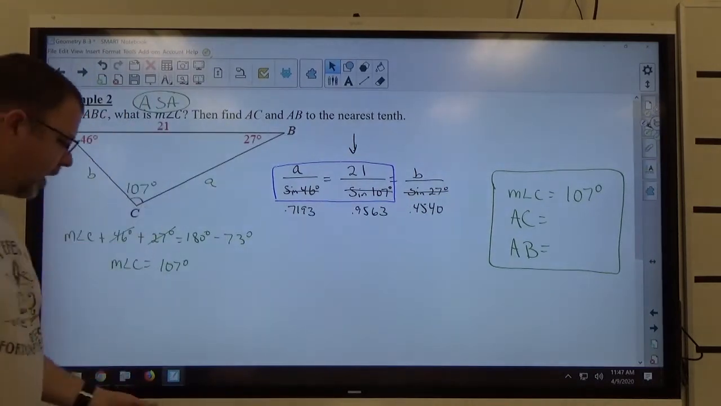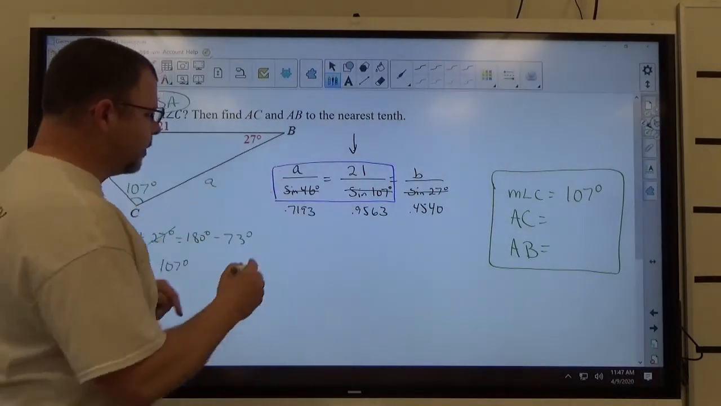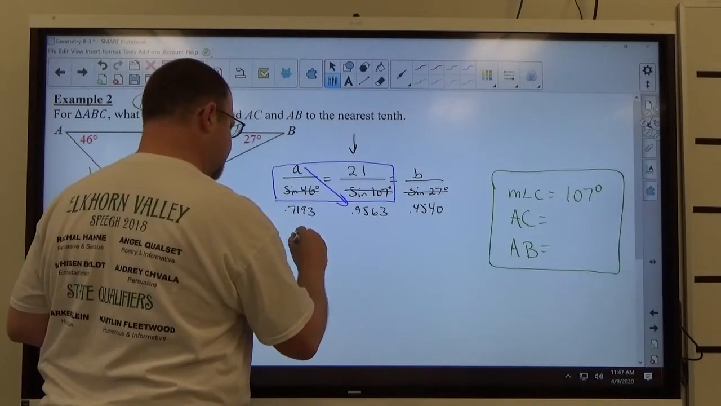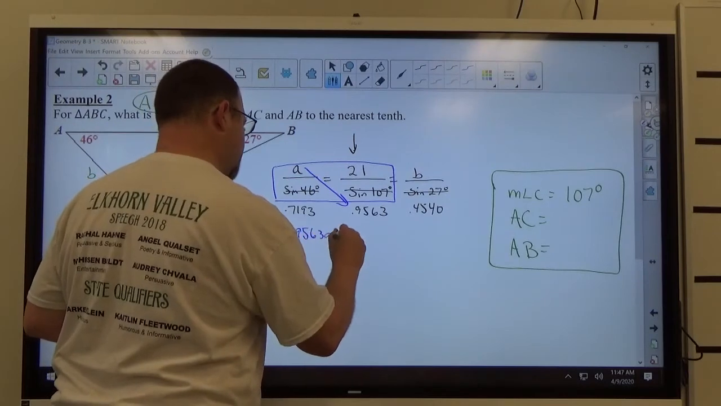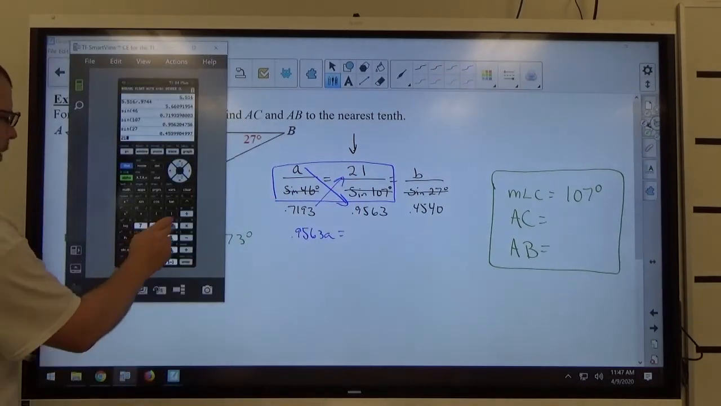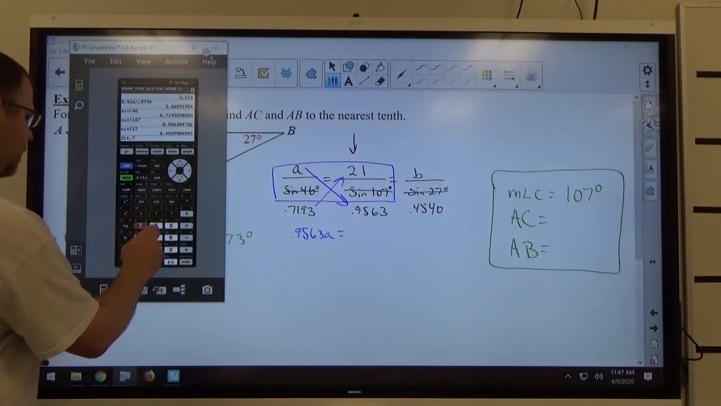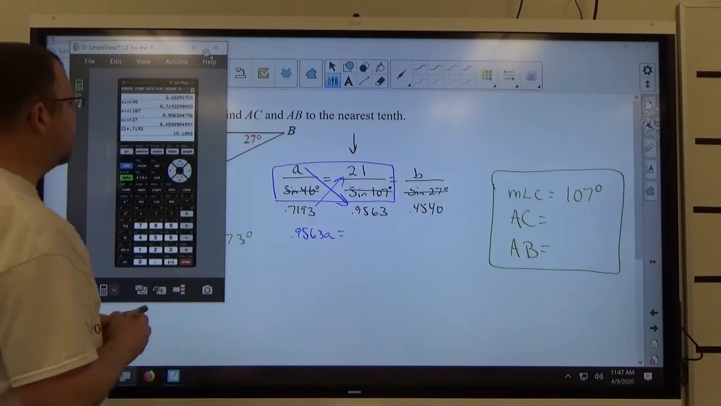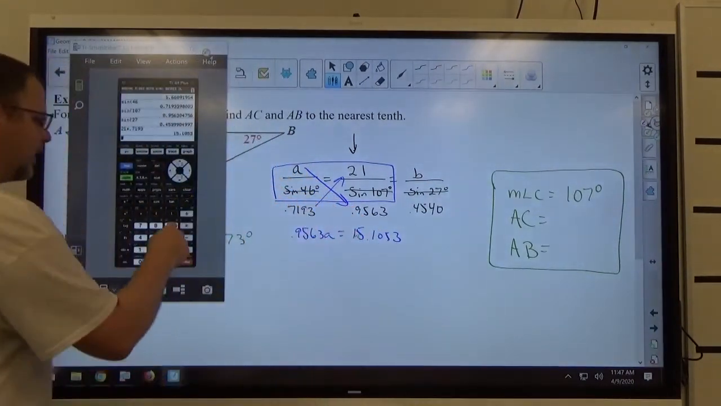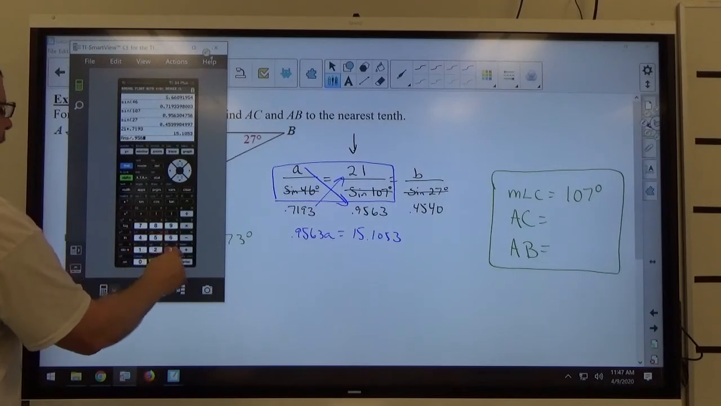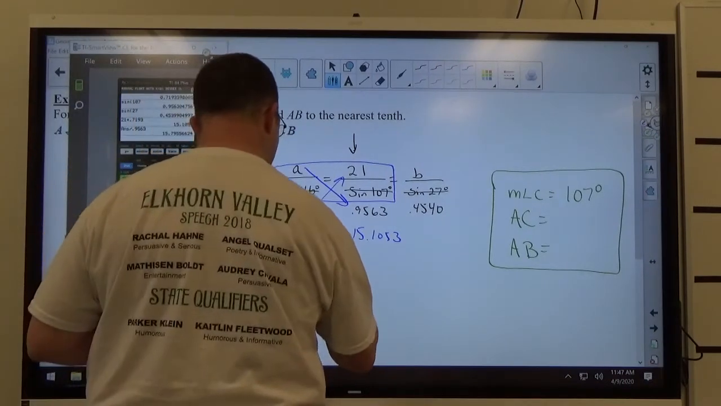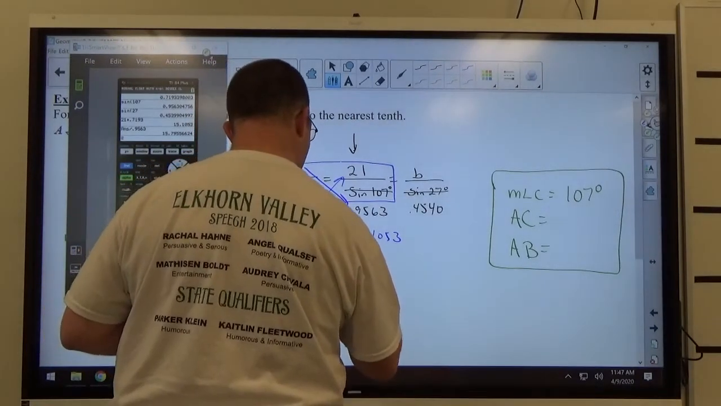So, once again, I've got my blue box here. This product, 0.9563A, equals this product, which my calculator can evaluate, 21 times 0.7193, which is 15.1053. Divide that by 0.9563, and we get A is equal to 15.7955, so 15.8 if we're going to the nearest tenth.